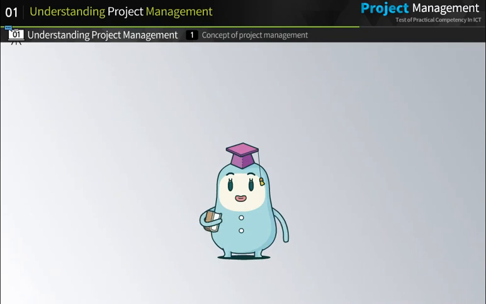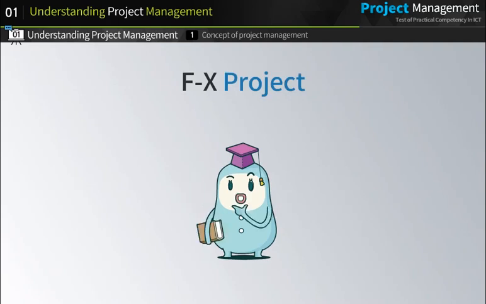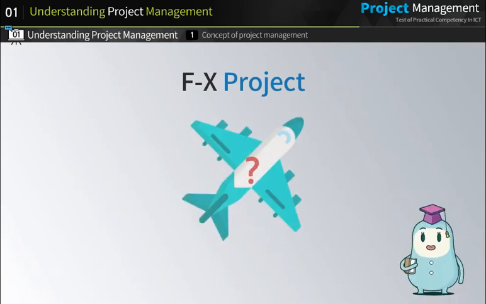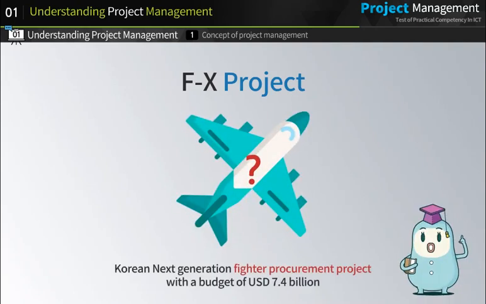The following explanation is to help you understand project management as a whole. The FX project was one of the biggest projects of South Korea in 2013. The FX project is South Korea's fighter procurement project with a budget of $7.4 billion.